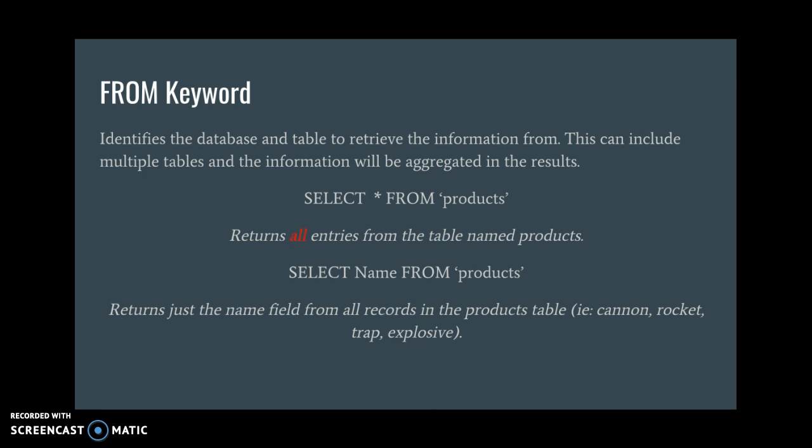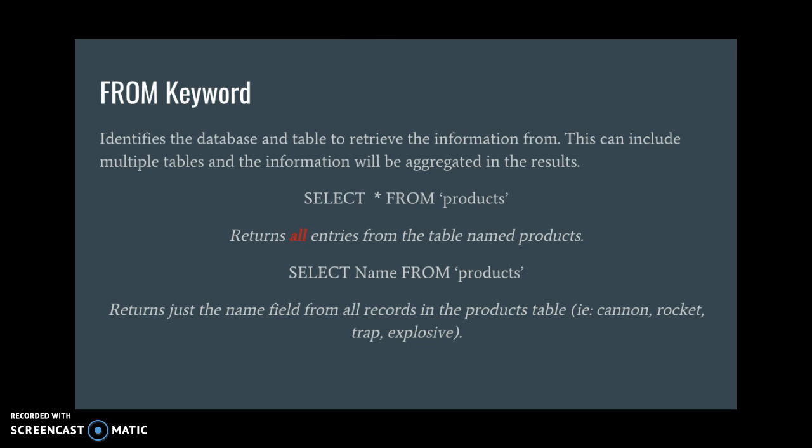You would have SELECT, which basically says, return from. If you say SELECT * FROM products, what you are saying is return all entries from the table named products. Star means all. And if instead of putting star, you put in a field, like I have put name, it would return the name field from all of the records in the products table.